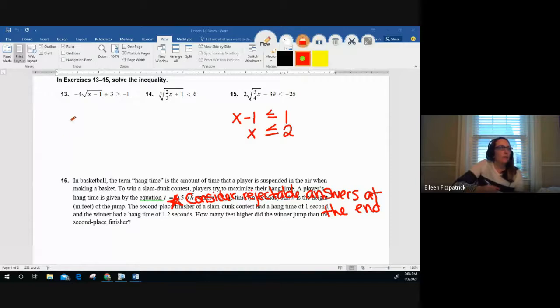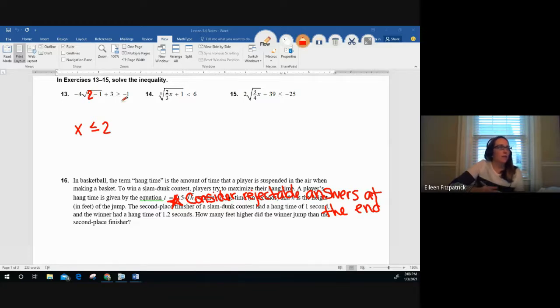So right now my answer is that x is less than or equal to 2. So if the answer is x is less than or equal to 2, that means I should be able to plug 2 in here, right? So if I plug a 2 in, 2 minus 1 is 1. The square root of 1 is 1. Okay, that I can do.